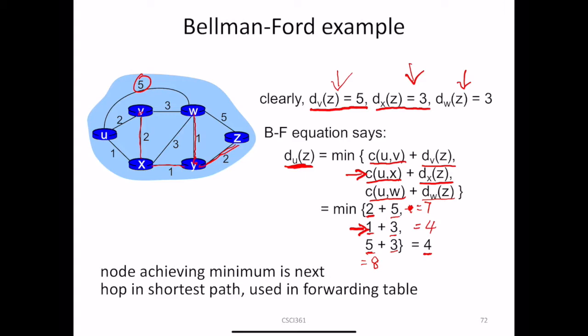And also, the node achieving minimum is next hop in shortest path. Therefore, for this X can be added into the forwarding table. If a customer wants to transfer packets from U to Z, it will go through the forwarding table. It will know you will forward this packets to router X because X is on the shortest path from U to Z.